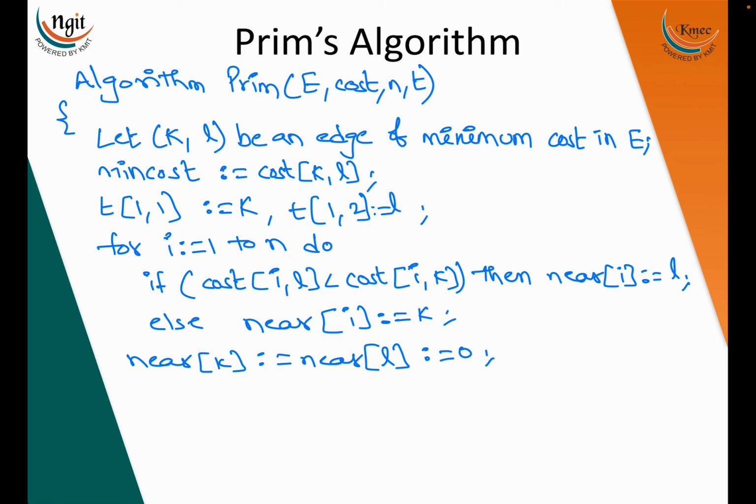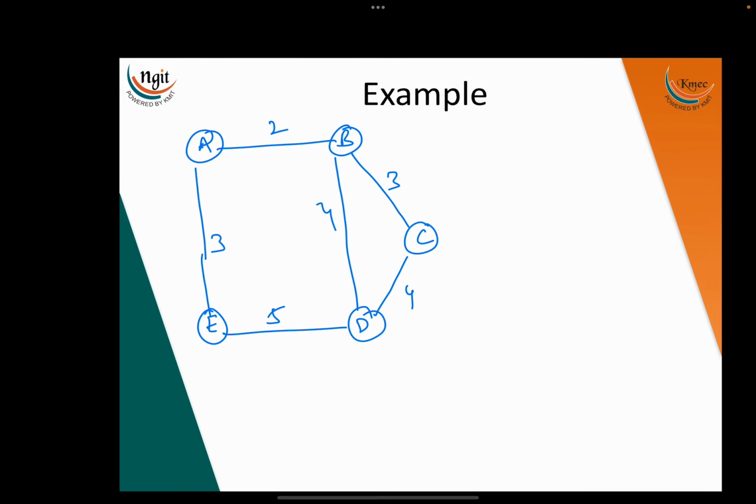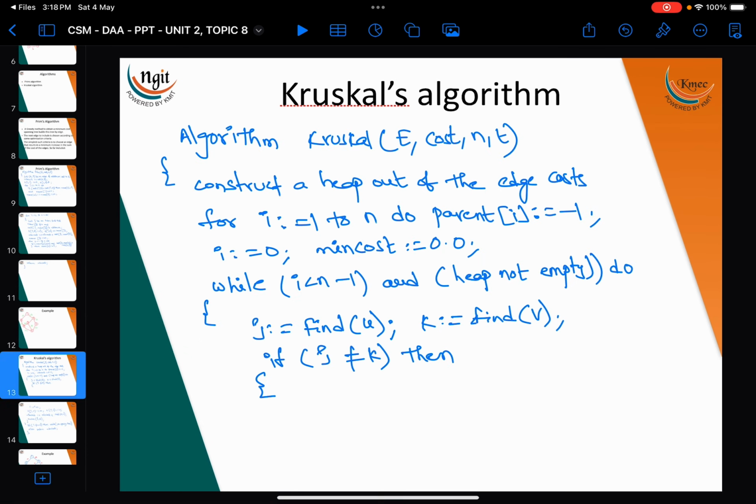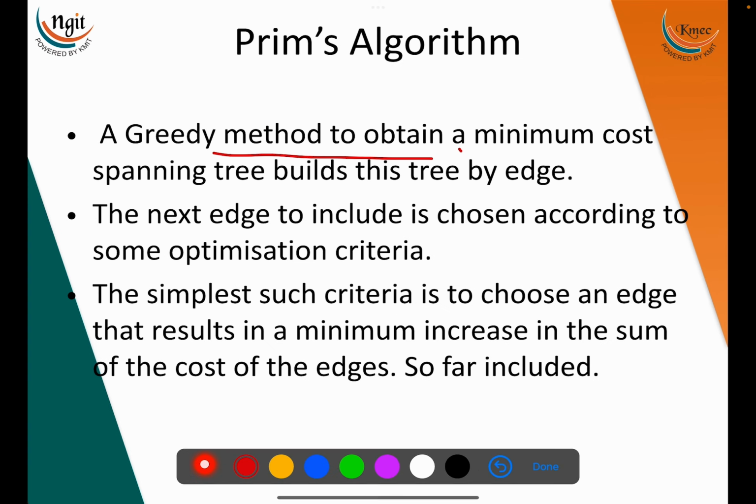Now as far as Prim's algorithm is considered, a greedy method to obtain a minimum cost spanning tree builds this tree edge by edge. So Prim's algorithm is what? It's a greedy method. Where will we apply the greedy method? Greedy method is applicable on optimization problems. Minimum cost spanning tree is a minimization problem, and we will be applying the greedy method on it.